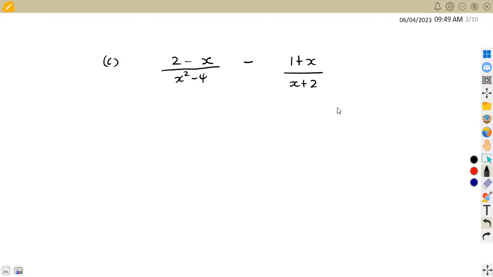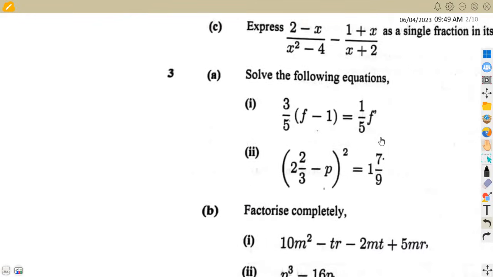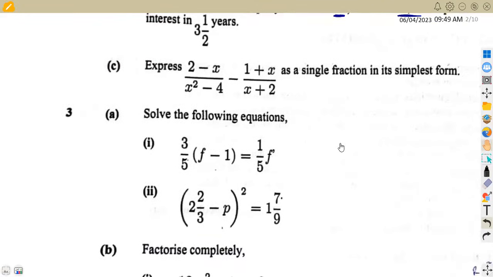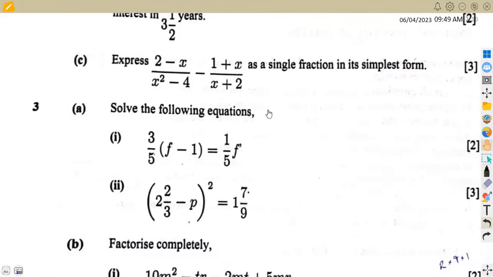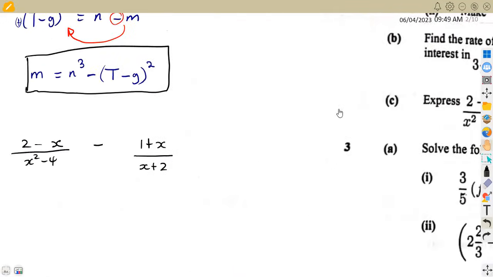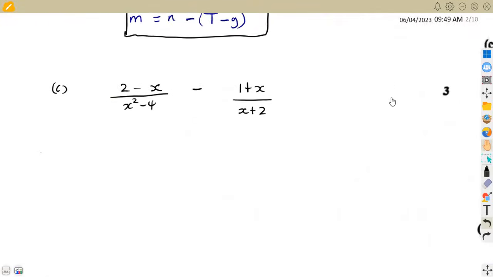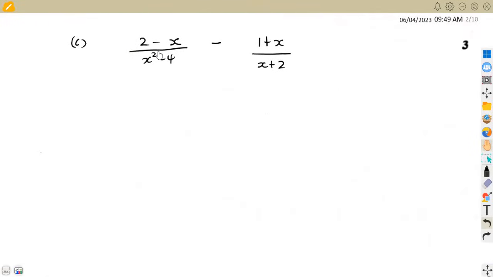Anyways, this was our question, to express this as a single fraction, but not just as a single fraction, but in its simplest form. If you check this part here, it's not usual for us to have expressions starting with a number then followed by x. We know that most of our expressions start with x. It can be x plus 2, x minus 2, x plus 1. This is what we are actually used to.